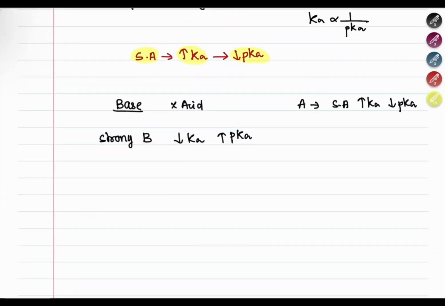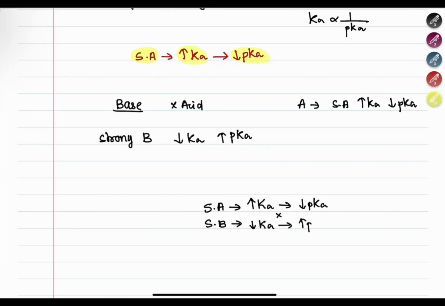Now we'll write every relation that we have learned so far together. Suppose we have a strong acid and a strong base. Strong acid means high Ka and low pKa. And for a base, the opposite of this, that means for a strong base, we'll get low Ka and high pKa. So this is what we have to see in terms of Ka and pKa. High Ka means strong acid and high pKa means strong base.